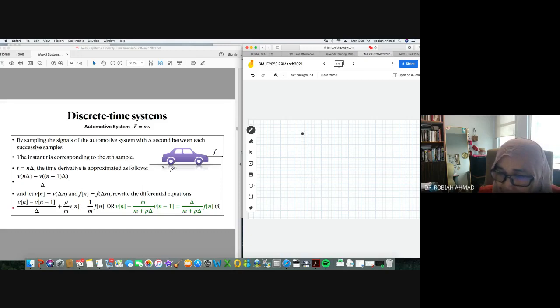So remember kelas bila kita buat derivative tu kita tengok current dengan previous kan. Okay, so this is what it means here. Kat sini. And then saya rewritekan semula in terms of simplifying into the discrete. So we have here Vn minus m over m plus rho delta Vn minus 1, so forth. So we have equation number 8.